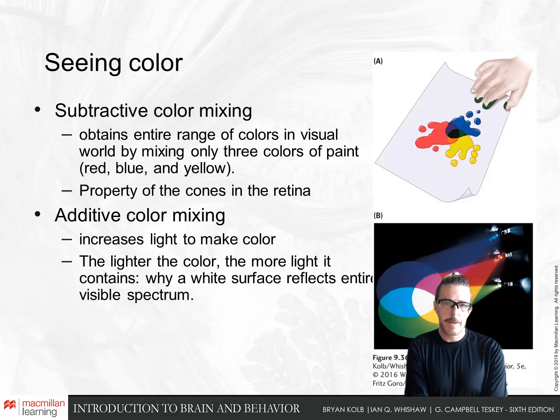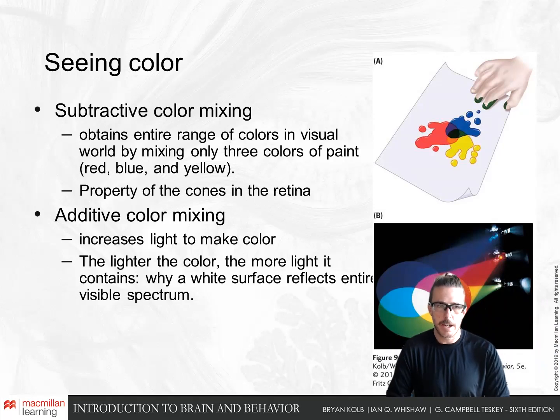Alternatively, additive color mixing is like light mixing together. When you have no colors mixing, you have darkness, and when you have all three colors mixing, you have white.